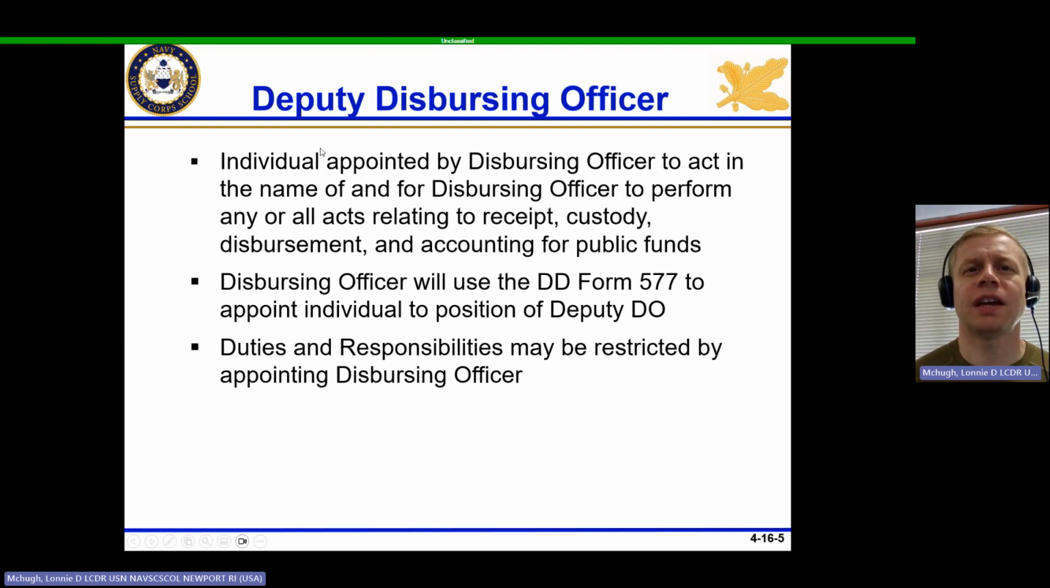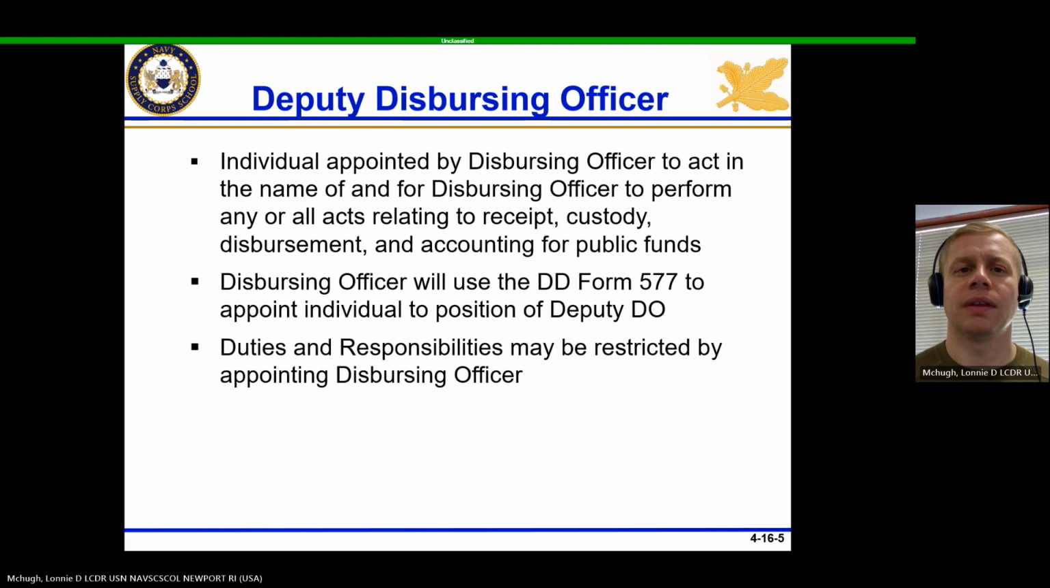So let's first talk about the deputy disbursing officer. The deputy disbursing officer is essentially an assistant to the disbursing officer, and they have similar accountability. This person is appointed by the disbursing officer, and they act in the name of the disbursing officer if the disbursing officer isn't there. So they can conduct all the transactions that a disbursing officer can do.